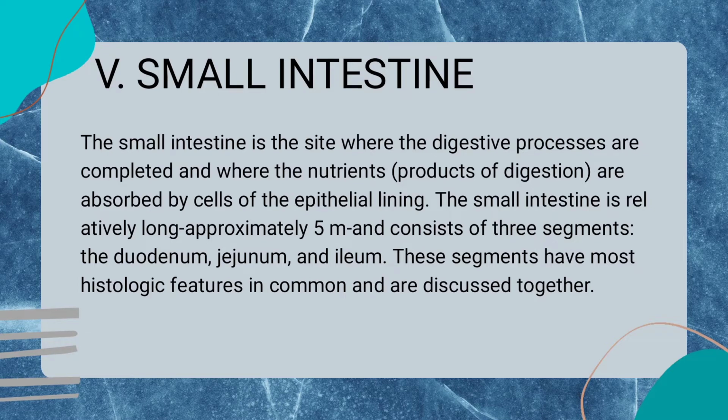The small intestine is relatively long, approximately 5 meters, and consists of 3 segments: the duodenum, jejunum, and ileum. These segments have most histologic features in common and are discussed together. The duodenum, jejunum, and ileum are the 3 segments of the small intestine to remember. It aids in the digestion of meals from the stomach.